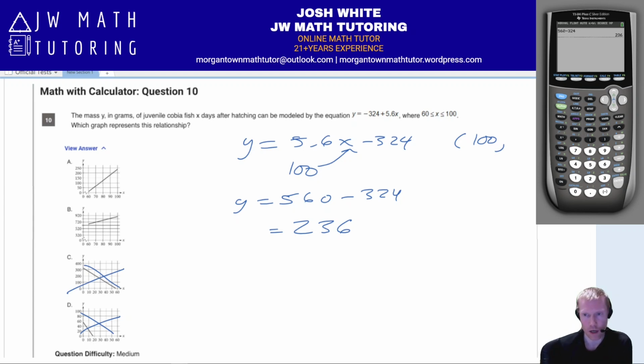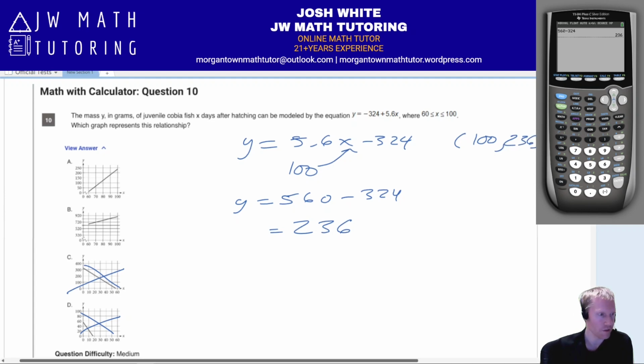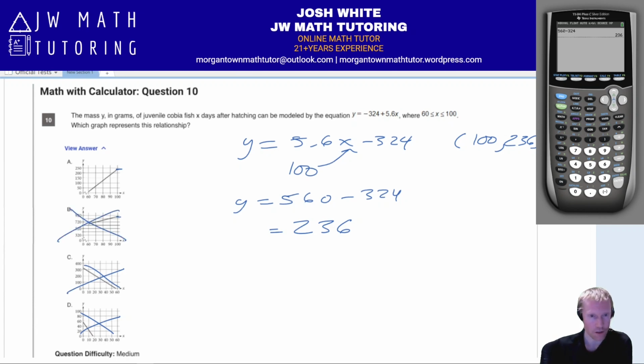Okay, so now when I go to 100 on the graph, the point I'm looking for is (100, 236). So now I go to 100 on the graph. Here, this one looks like it is between 200 and 250, so that could be 236. However, for B, it's way up here between 720 and 920. That's clearly wrong. It's going to be answer choice A.